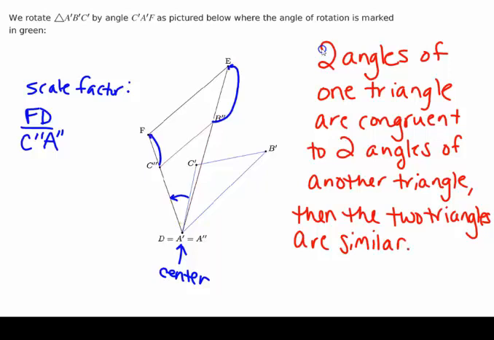So just like we could use angle-side-angle, angle-angle-side, or side-side-side to show that two triangles are congruent, we can use angle-angle to say that two triangles are similar, okay? Not congruent, but similar.